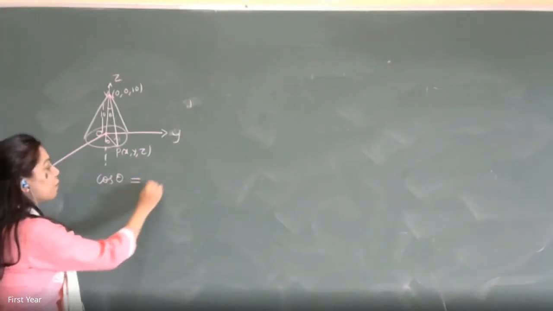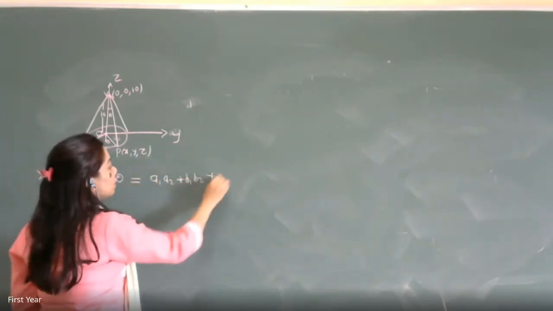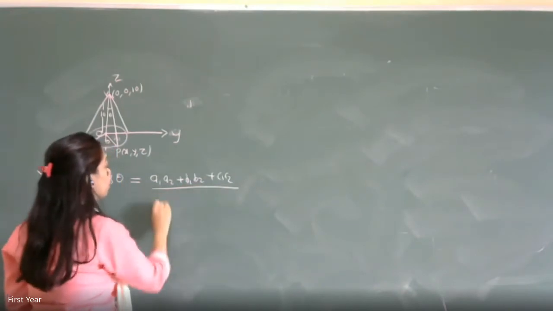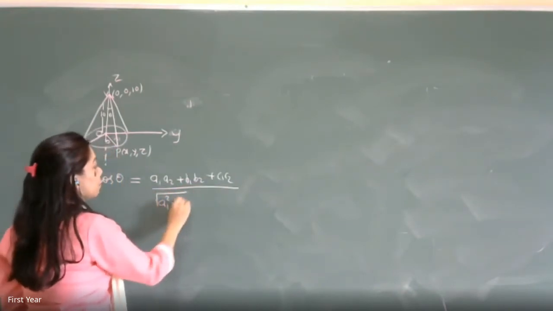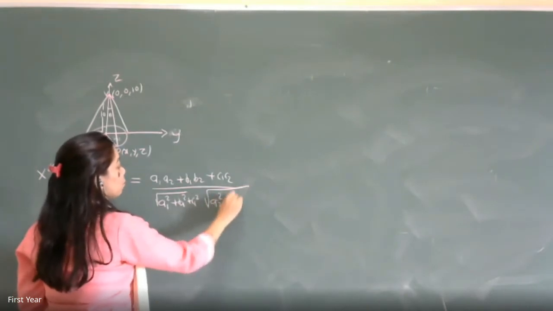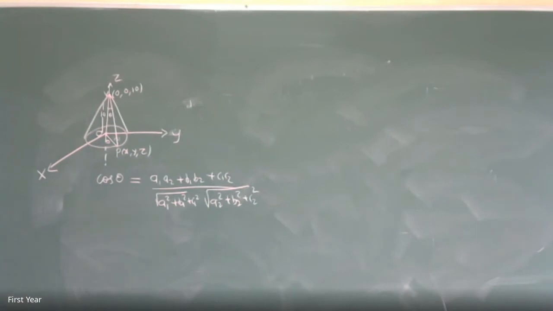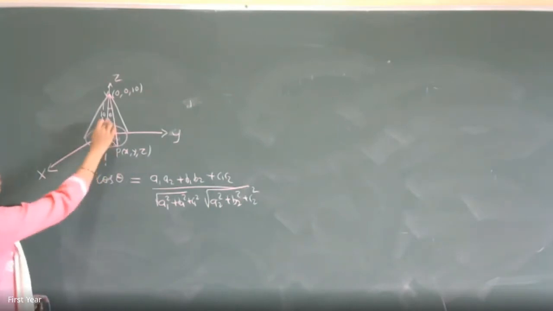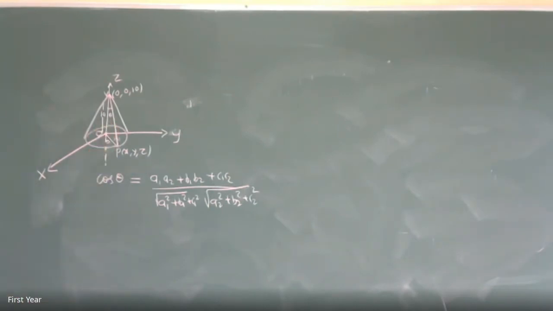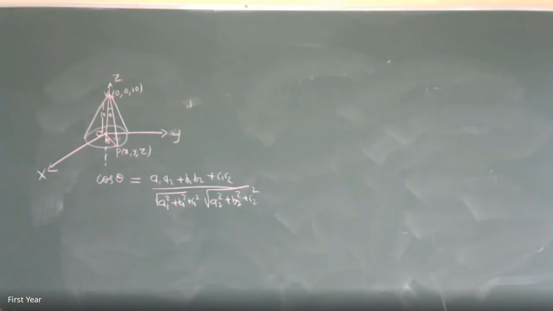So what is the cos theta formula? A1 A2 plus B1 B2 plus C1 C2 upon the square root of A1 square plus B1 square plus C1 square, into the square root of A2 square plus B2 square plus C2 square. This is a standard formula that we are going to use. But for that, I should know theta. Do I know theta right now in the question? Is the value of theta given in the question?